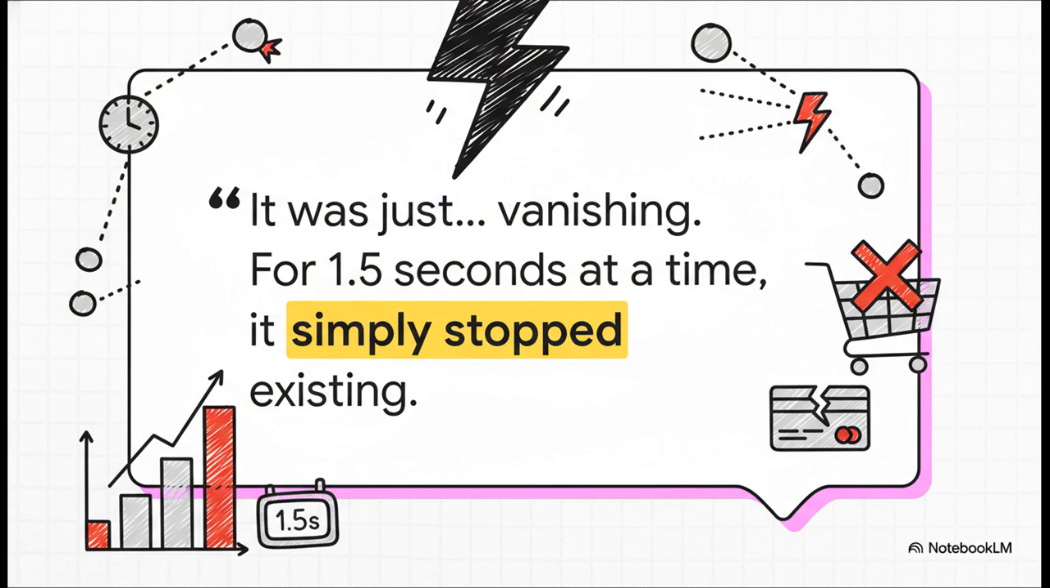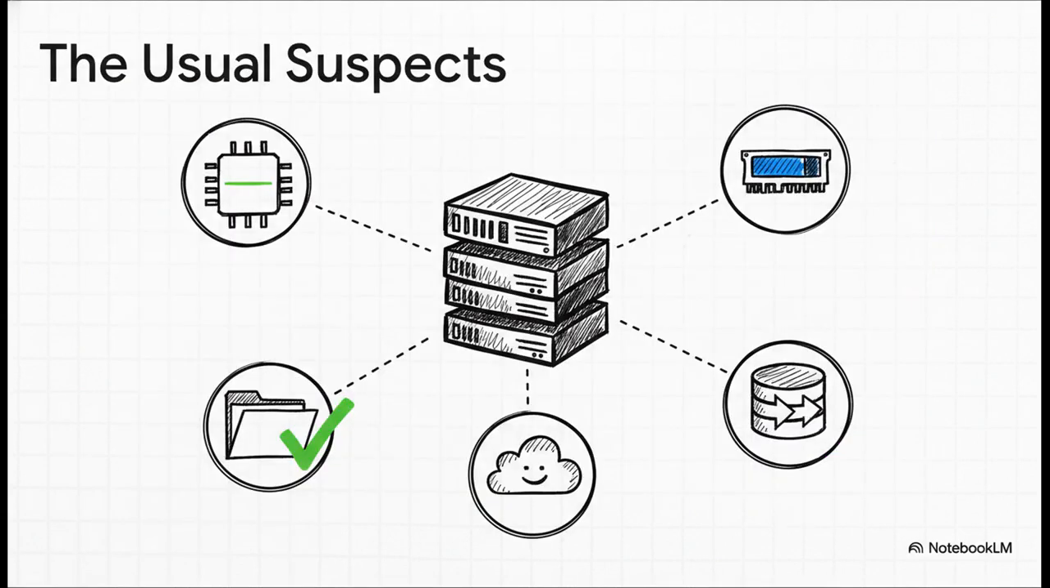As one engineer said, it was just vanishing. For that 1.5 seconds, it was like the service stopped existing. And of course, upstream services started timing out, checkouts were failing, it was a full-blown production nightmare. So the engineering team scrambles, right? They pull up all the usual dashboards. But what did they see?